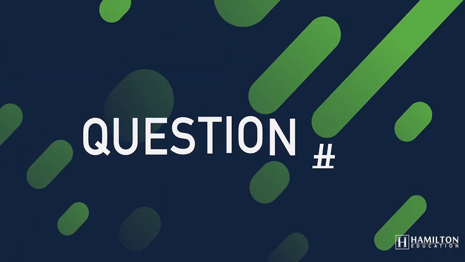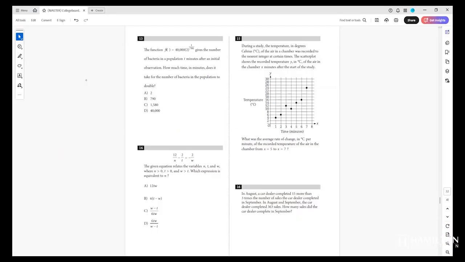Question number 13. The function f of t is equal to 40,000 times 2 to the t over 7,900 and gives the number of bacteria in the population t minutes after initial observation. How much time in minutes does it take for the number of bacteria to double?